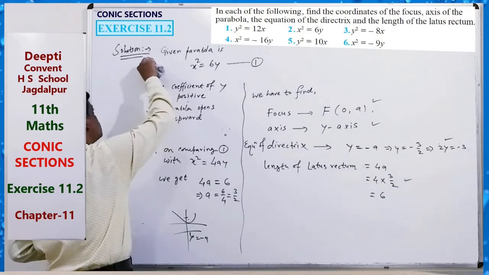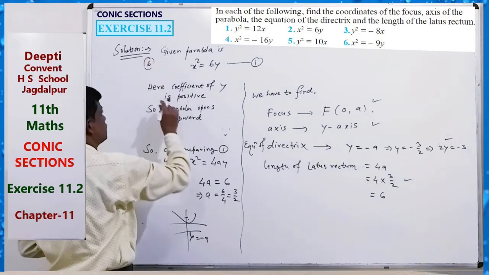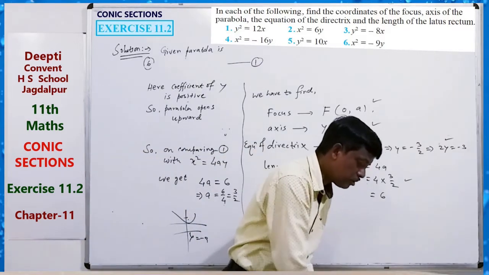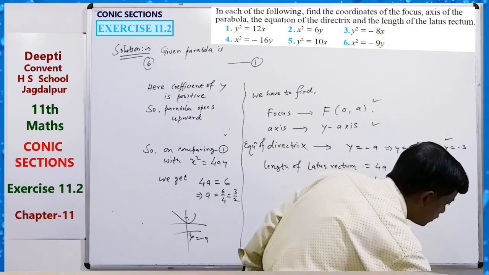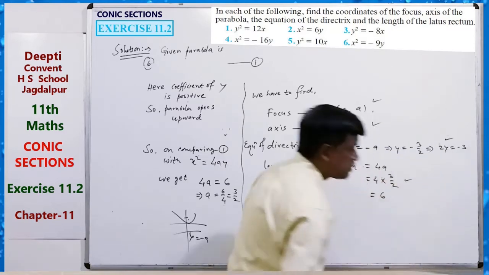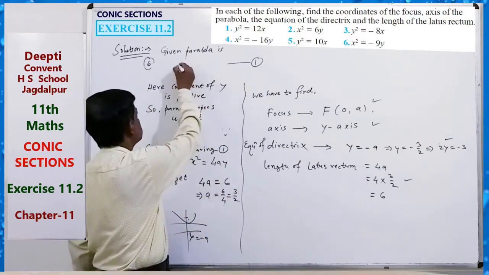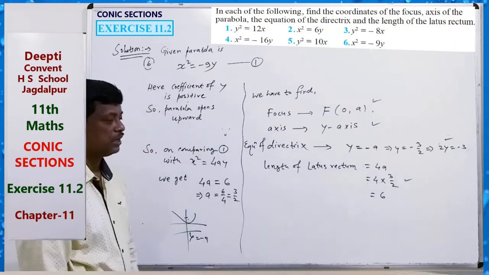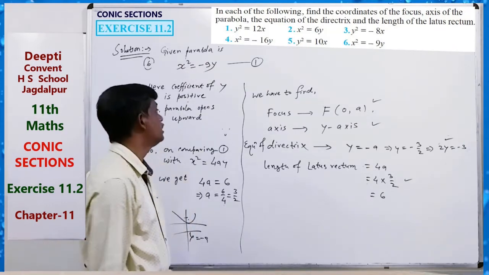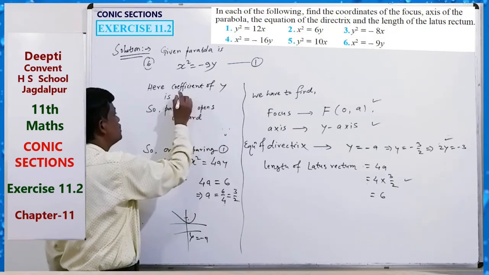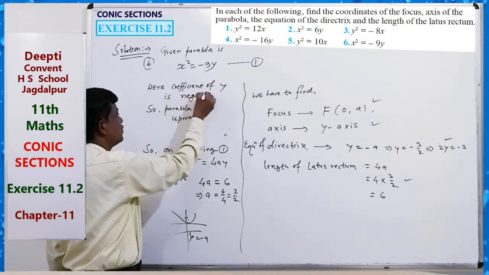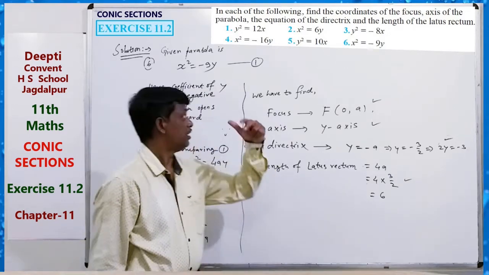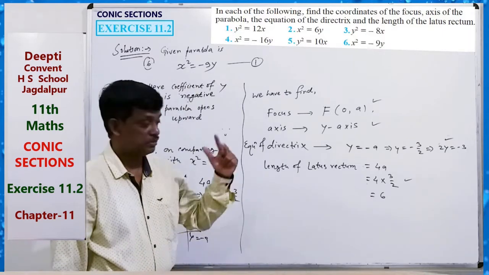Now take question 6. Okay, question 6. Question 6 is given as x square equals to minus 9y. Okay, so the coefficient of y is negative. Here the coefficient of y is negative. Then x square equals to minus 9y, so downwards.